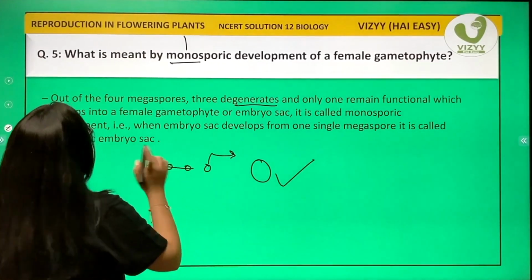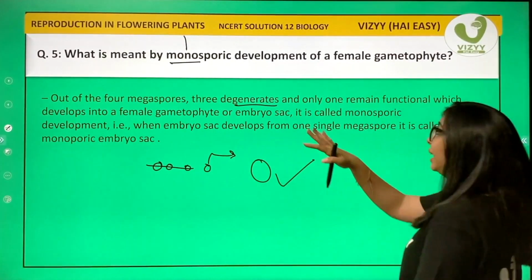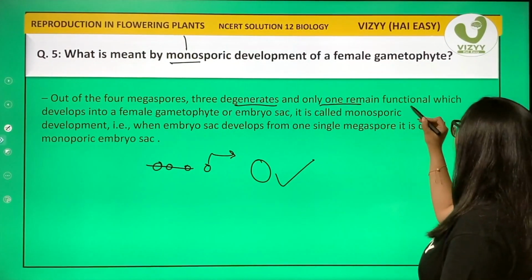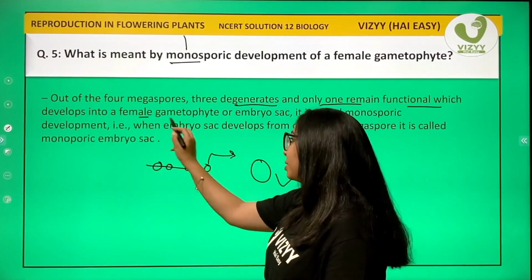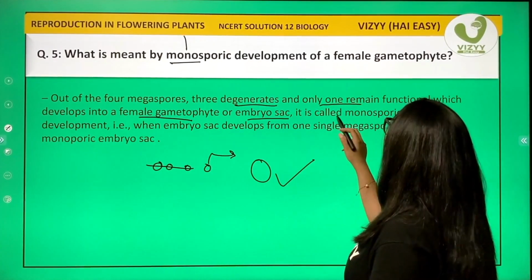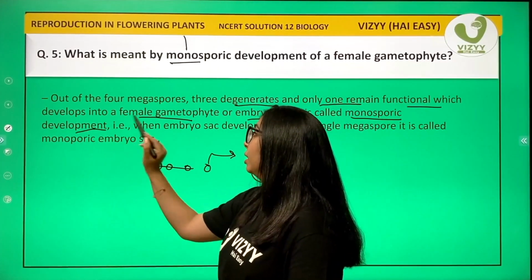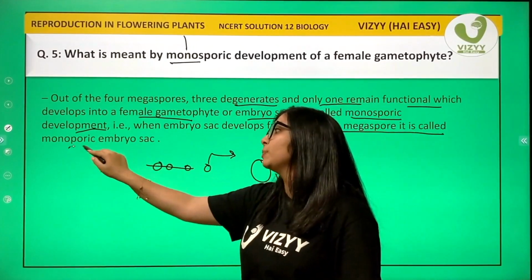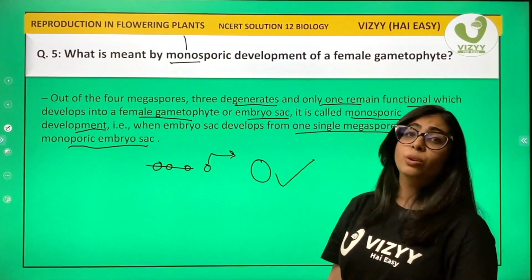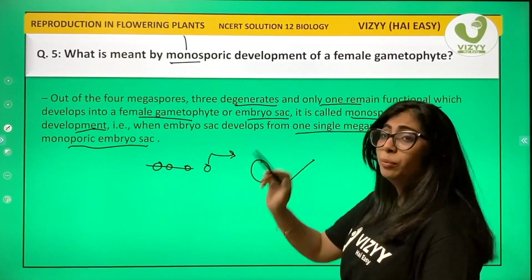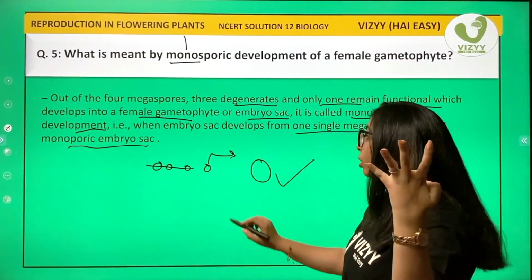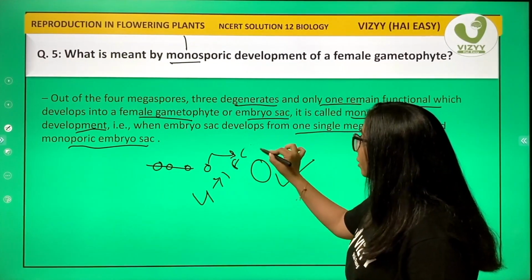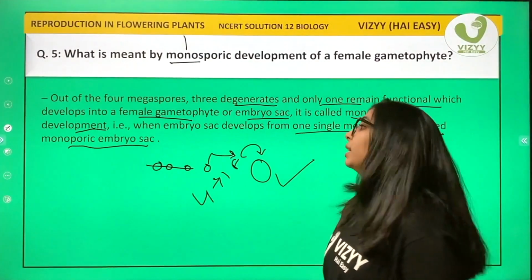So, out of the 4 megaspores, 3 degenerate and only 1 remains functional, which develops into a female gametophyte or embryo sac, and it is called monosporic development. When the embryo sac develops from a single monospore, it is known as a monosporic embryo sac. So, we are done with our answer. Mono means 1. So, out of 4, only 1 is functional, and thus it is known as monosporic development.